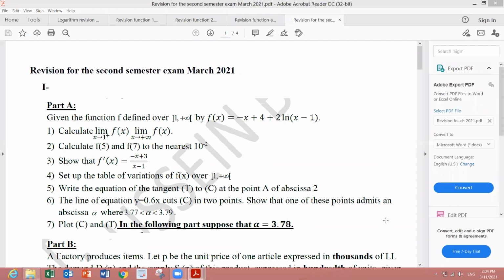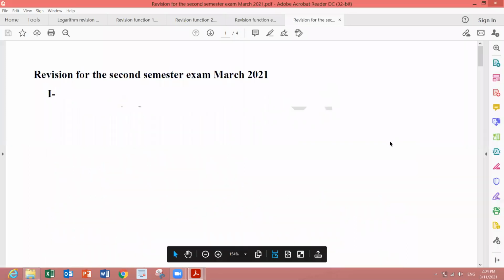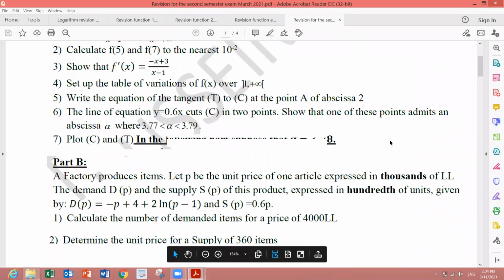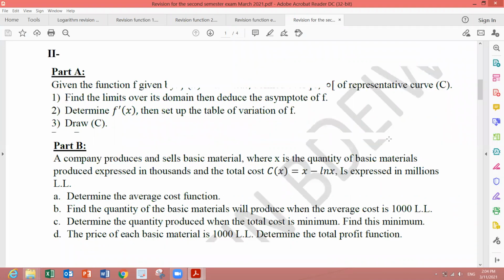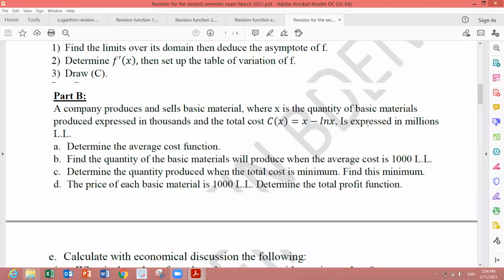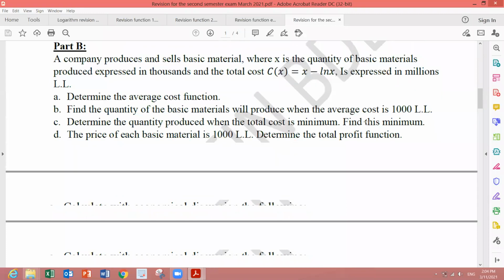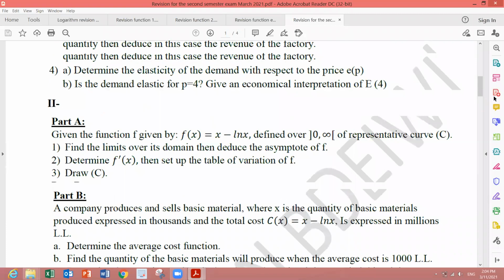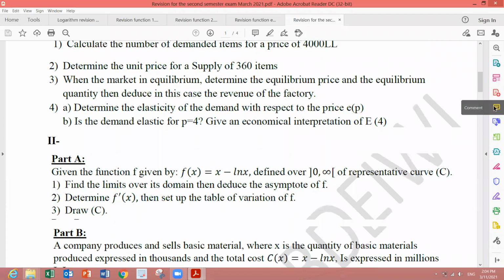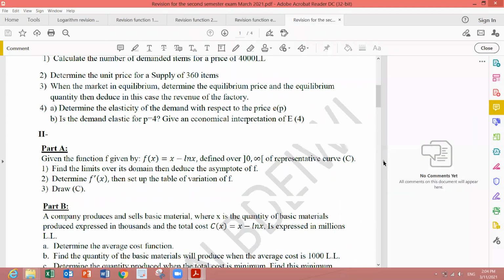Okay, yesterday we solved problem 1. Today we are going to solve problem 2. Are you ready? Yes. So, problem 2.